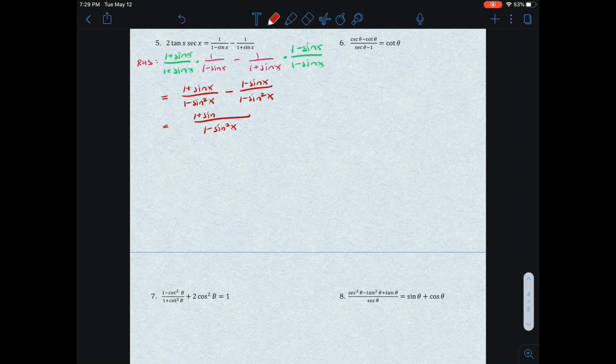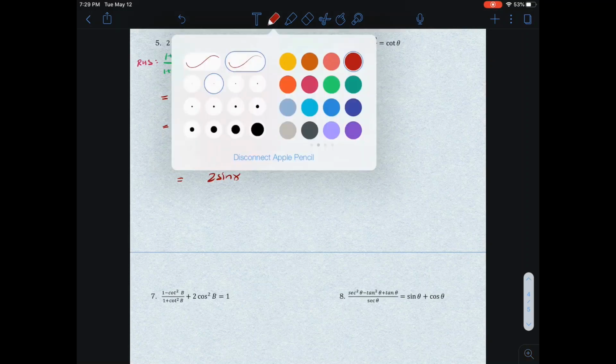I'm going to take 1 plus sine of x, which is from the first fraction, and I'm going to subtract it by the numerator of the second fraction. Note that I put parentheses there, and the reason why is because that's going to remind me that the minus sign has to distribute to everything there. Now if you carefully distribute the minus sign, you'll be left with 1 plus sine of x minus 1 plus sine of x all over 1 minus sine squared of x. If you notice, the ones will reduce each other out. So you're left with sine of x plus sine of x on top, which is just 2 sine of x.